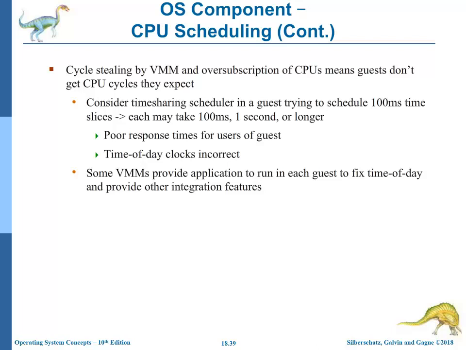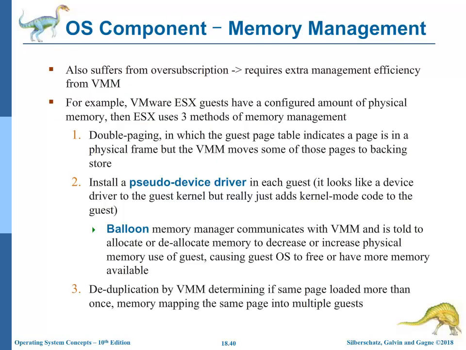To correct this, the VMM makes an application available for each type of operating system that the system administrators can install into the guest. This application corrects clock drift and can have other functions such as virtual device management. In a virtualized environment, there are more users of memory, the guests and their applications as well as the VMM, leading to more pressure on memory use.